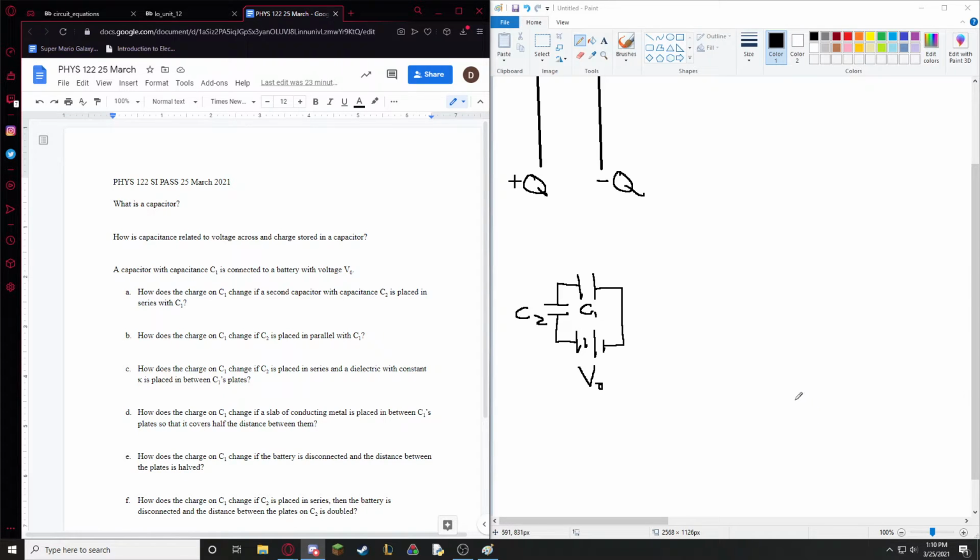All right. So how is the charge on C1 going to change if we then connect another capacitor, C2, in series with it? First of all, we want to understand the total net capacitance of this new setup. If we combine C1 and C2 into one capacitor, what's the total net capacitance going to be? The new net capacitance.